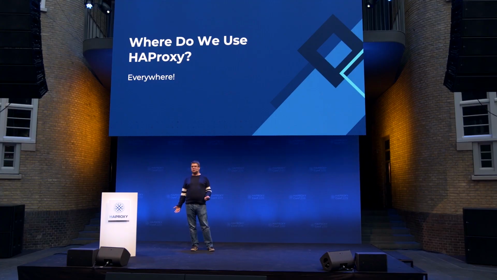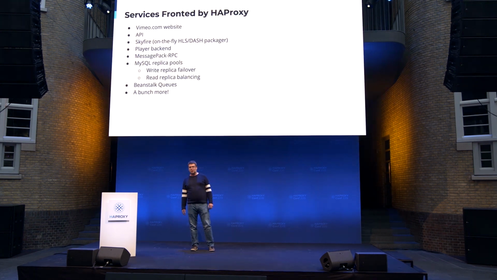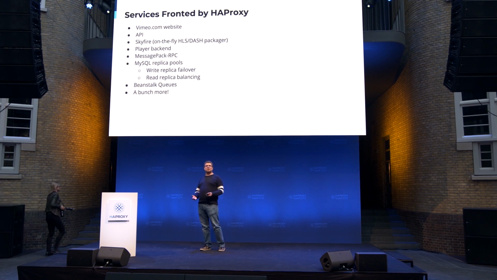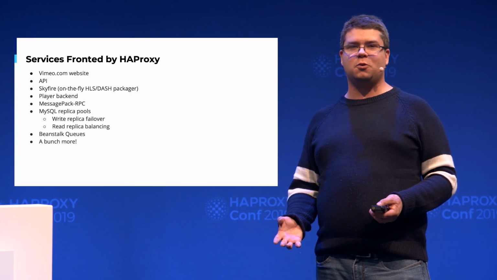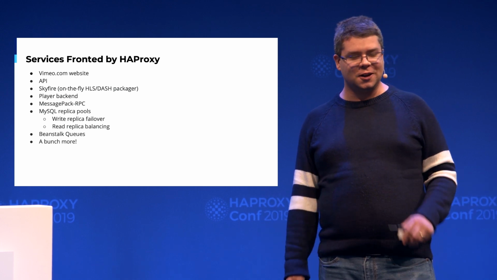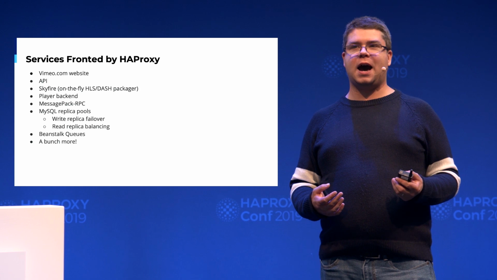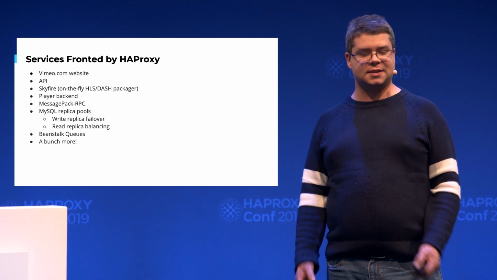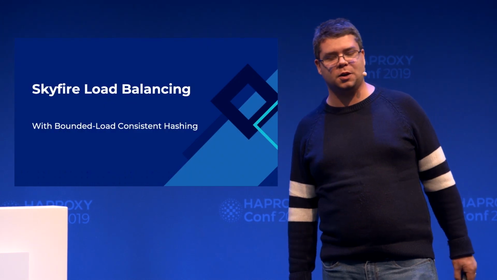So where in our stack do we use HAProxy? Really all over the place. So there's the obvious thing, which is put it between your website and the internet, our API and the internet. There is Skyfire, which is our on-the-fly video packager. And I'll speak a little bit more about that. There's our player backend, where the video player gets information about video metadata. Some of our internal systems use MessagePack RPC, which is like gRPC but older and not as cool. We put it in front of our database replica pools to control access to those. Beanstalk queues, it's all over the place.